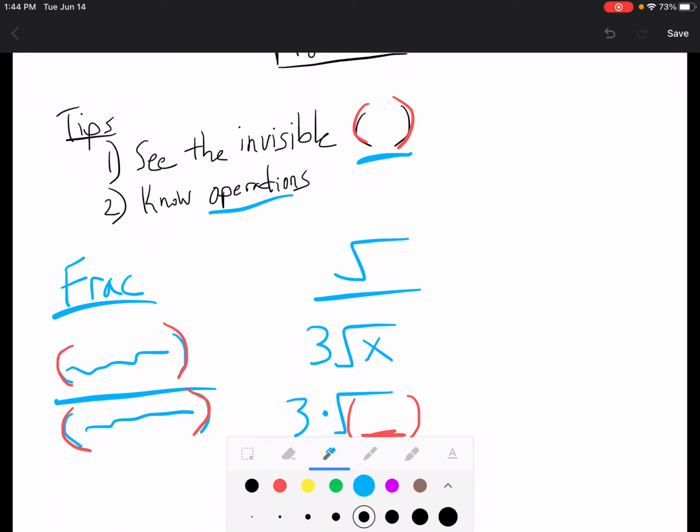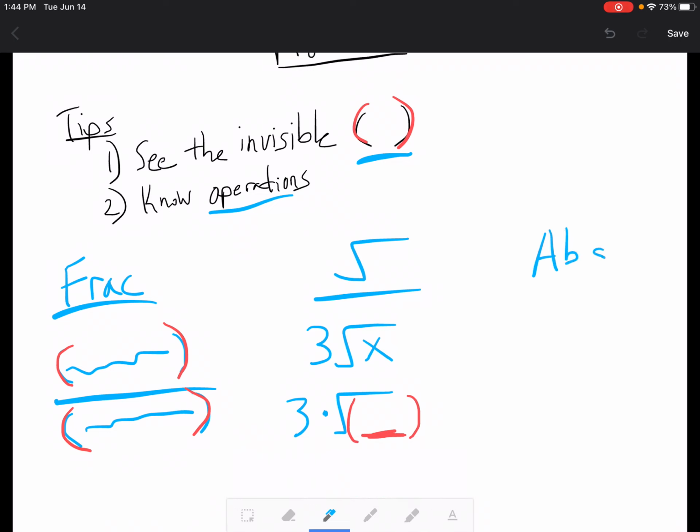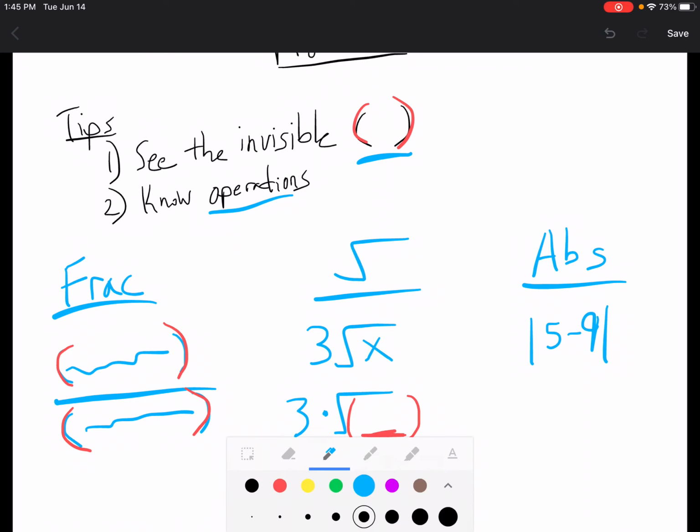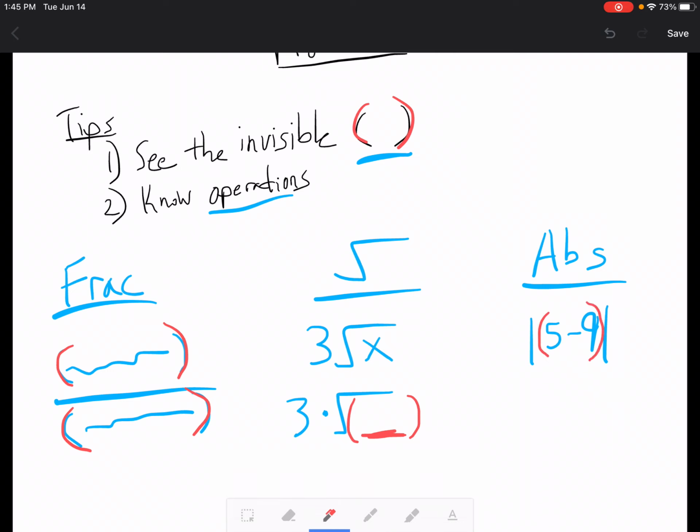Finally, before I get into some examples here, I want to talk about absolute value. So absolute value, that's these 2 tall lines right here. And then let's just say we have something like 5 minus 9. So again, there's sort of a hidden set of parentheses embedded right in here. And so inside your absolute value bars, you're going to treat those like parentheses, sort of. It's best to not try to bring anything in here. So don't do that. Focus on what's going on in here.